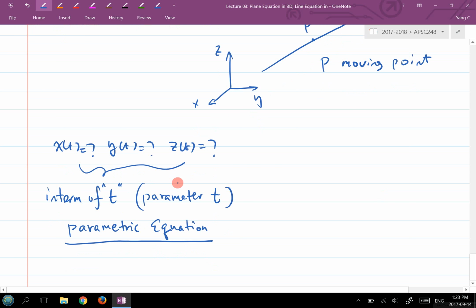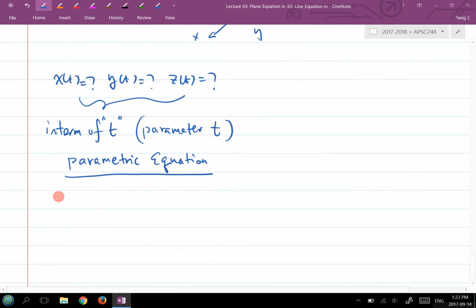More generally, later you will see that even though I use a t here, because they're called parametric equations, you can literally exchange this t to any parameter. You can change to s, you can change to whatever symbols you use. So that's still qualified mathematically as a so-called parametric equation.